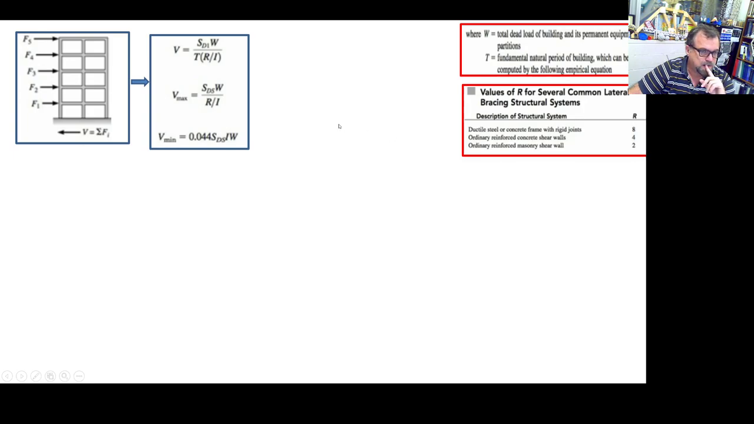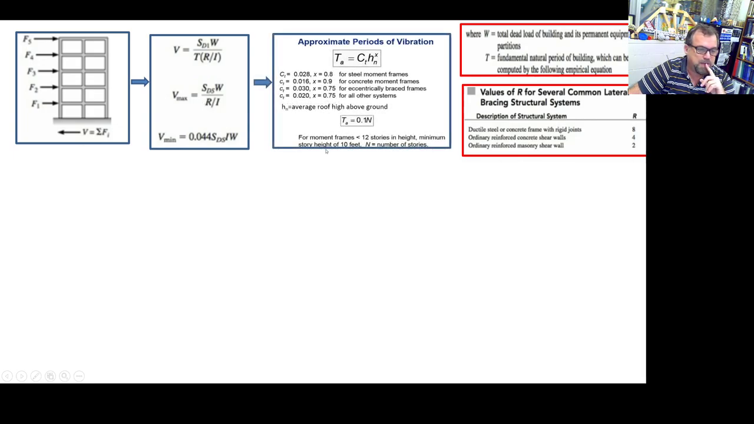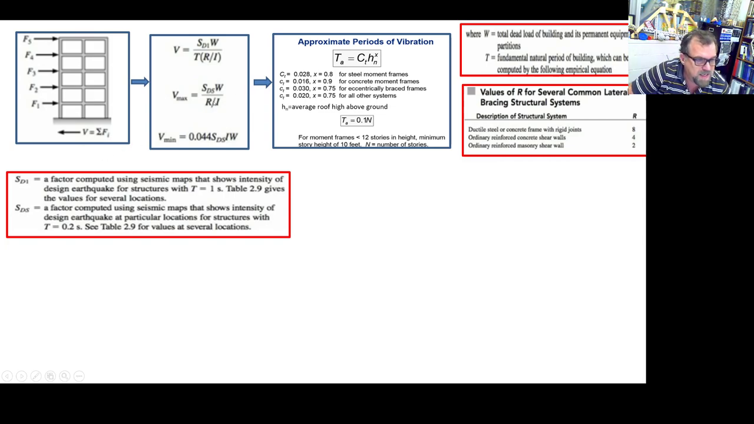What else? Then the SDS is called the spectrum design. Now, the fundamental period is calculated with this. It's an empirical formula also, and depends on the multiplication of these factors, CT, and that CT is just a factor that accounts for the type of structure that we have, multiplied by hn to the x. x is an empirical coefficient, and hn is the average roof height above ground. And also you can use this one here, but this one is even more conservative than that one over there. Then you have the SDS and the SD1.